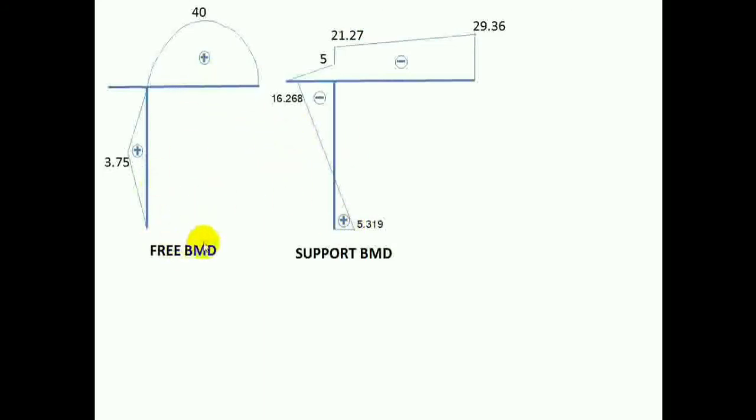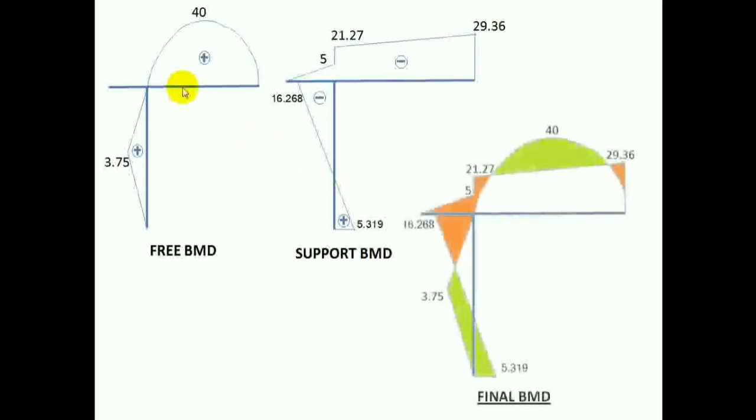Previously we have drawn the free BMD. Next we have drawn the support BMD for the beam. Next we have drawn the support BMD for the column. Now we have to overlap this free BMD and support BMD. Because of this overlapping of these two diagrams, we are getting this final BMD.